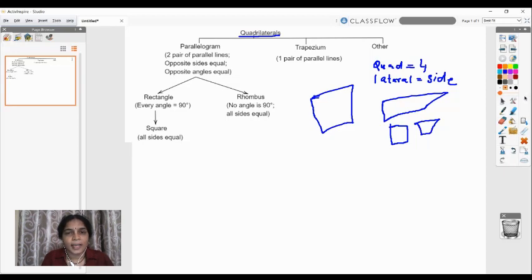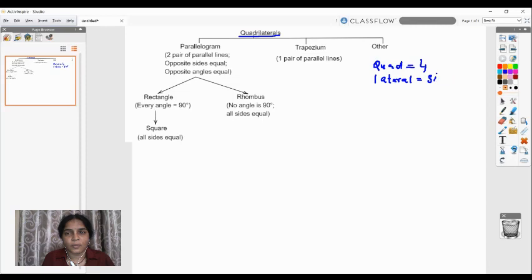Just like anything that is vegetarian can be eatable, right? It's a big category. Inside vegetarian food, you might have various different foods, right? North Indian food, South Indian food, Chinese, right? So it's a big category. Quadrilateral means anything which has four sides is called a quadrilateral. I hope you understand the big category called the quadrilateral.